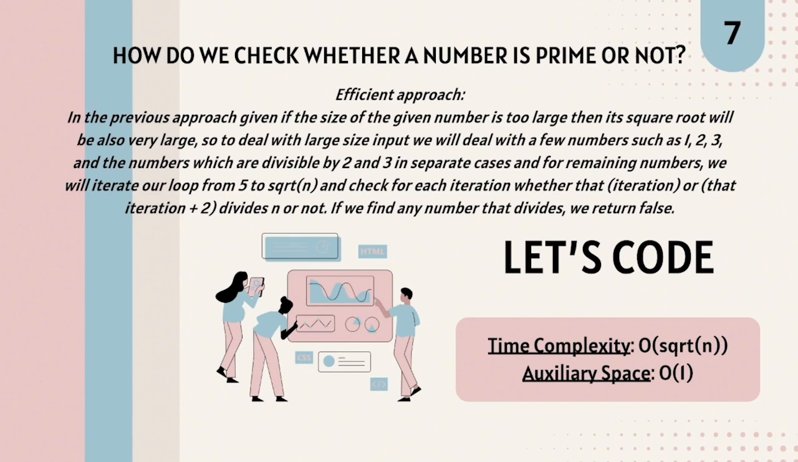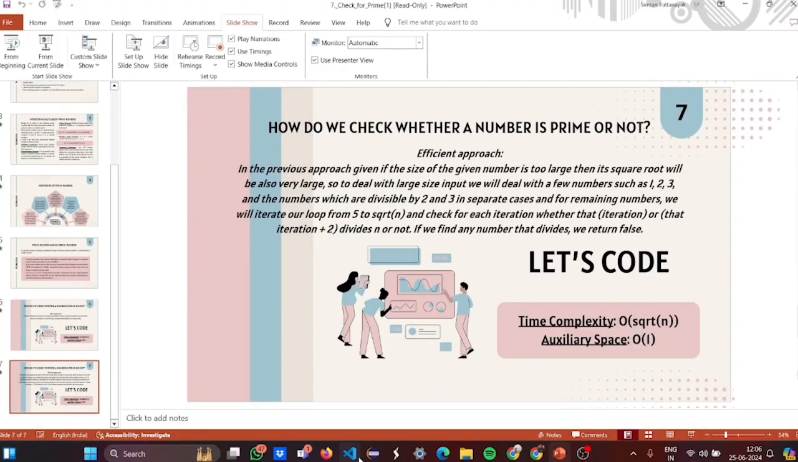Because see, if a number is quite large, then its square root also becomes quite large. And you know that if you put the 2 and 3 cases separately, you can iterate the loop from 5 to square root of n, which will reduce your test cases. Okay, so I think it's a bit difficult just to explain. So let's begin coding, so you will get to know what I mean. Let's move to VS Code again.